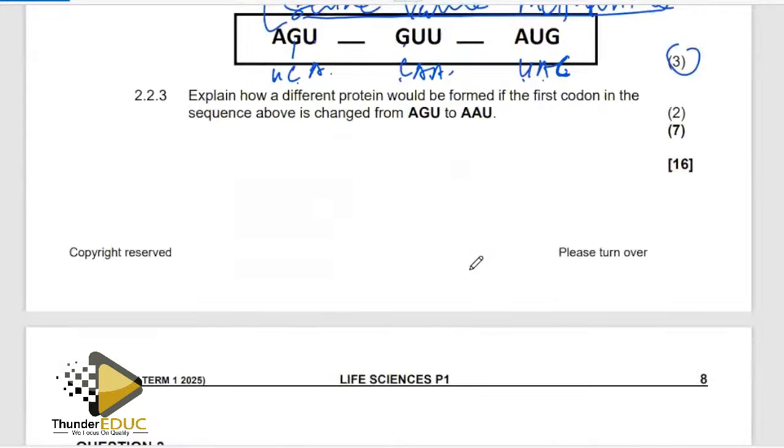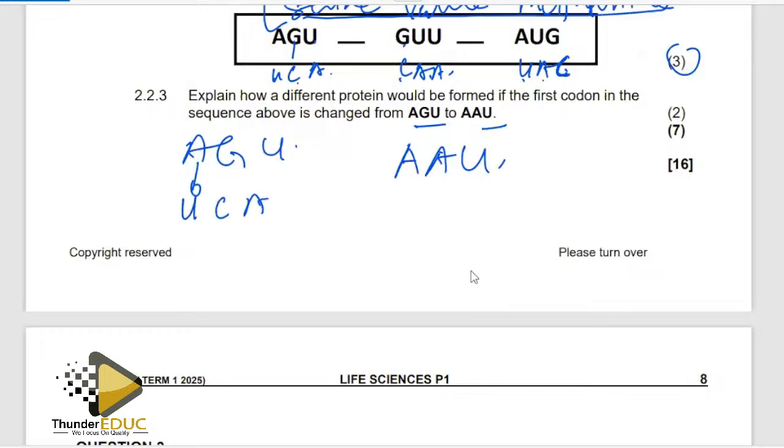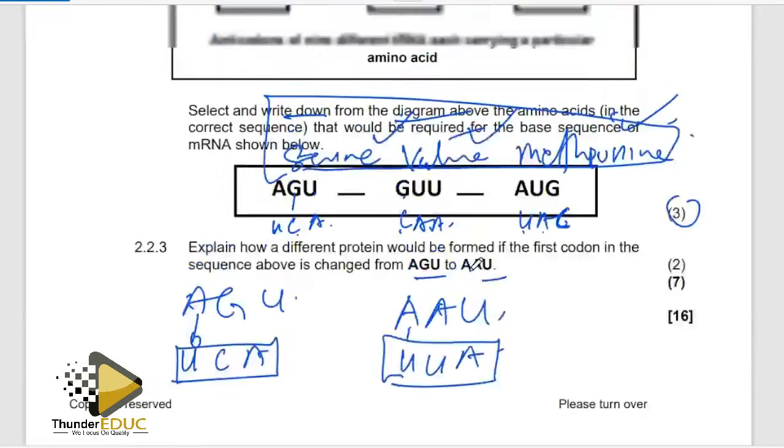Then they are saying, explain how the protein would be affected if the first codon in the sequence changes from this to this. Once they give you this question, the mutation is always going to come, whether you want it or not. So they're saying that you have to change this, which is UCA, and this one is going to be UUA. So I need to know what this is and what that is.